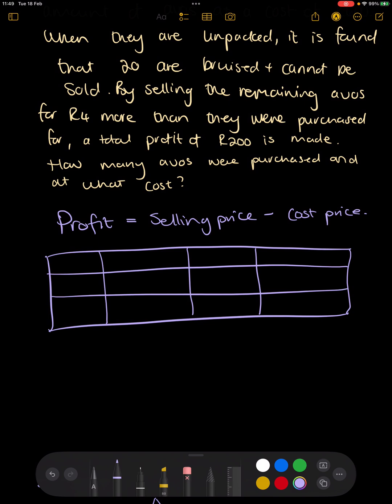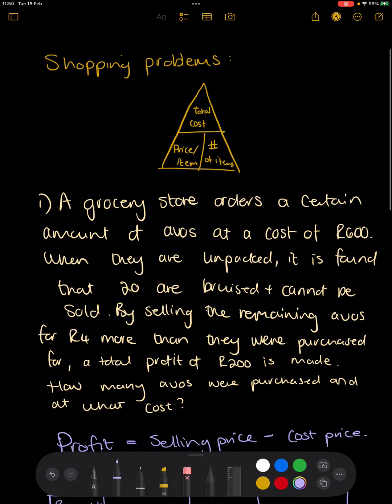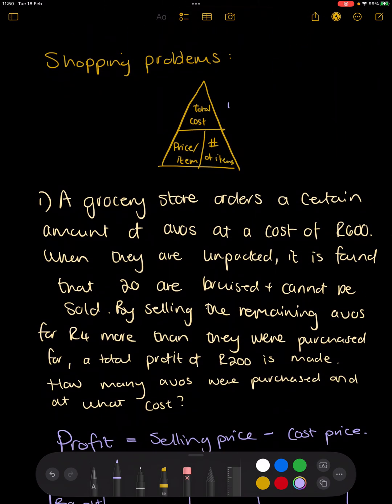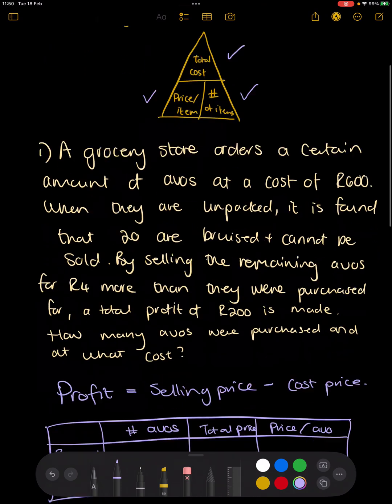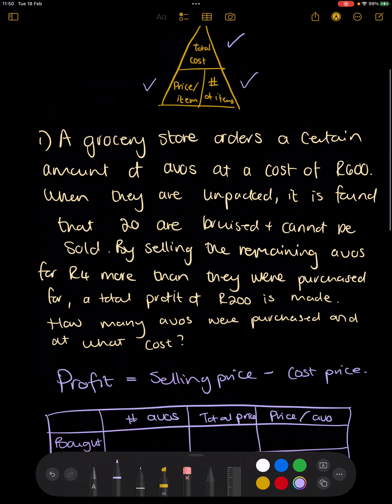Okay, so we're going to have the first one for bought, and then the one for sold. So how much did the salesperson buy it for and how much did they sell it for? Then we're going to have our number of avos, the total price, and then our price per avo. If we go back to our little table, that's exactly what we have here: our total cost, our price per item, and our number of items.